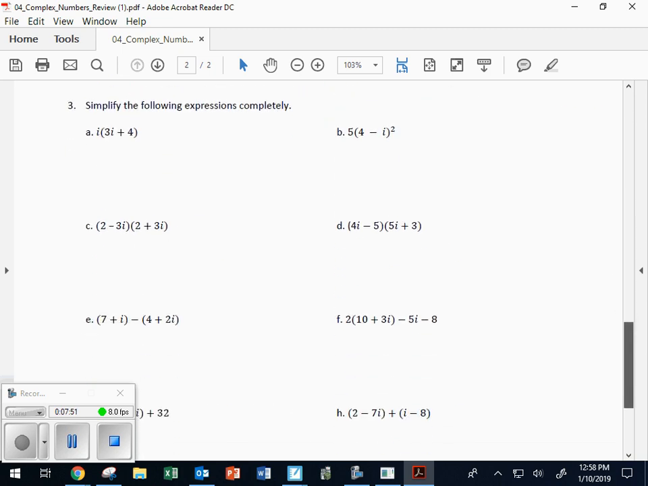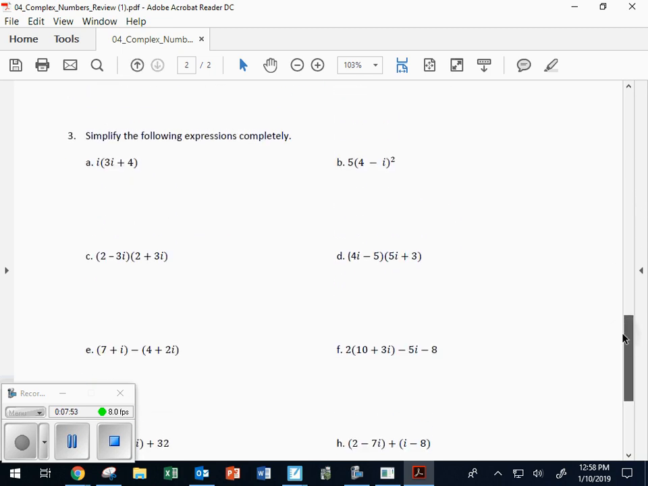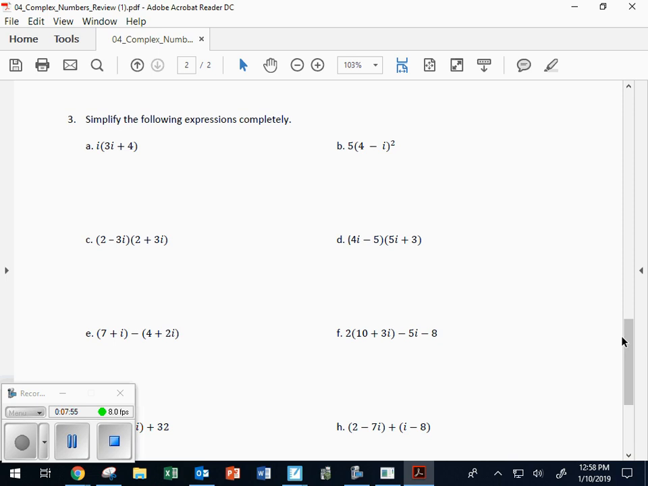All right. Next kind I want to talk about is in here. Look at number 3. You're going to get I squareds. When you multiply this out, you're going to get I squared here and there. What is I squared actually equal to? Negative 1. Awesome. So wherever you get an I squared, you should put negative 1.